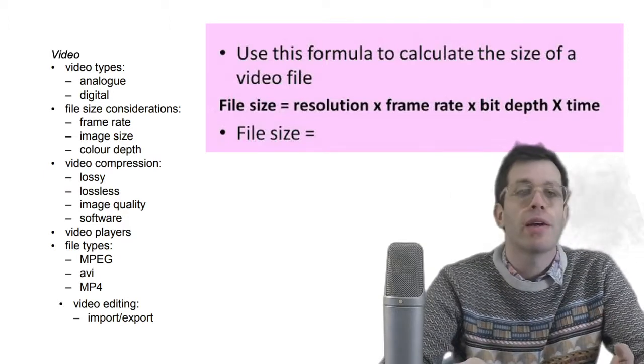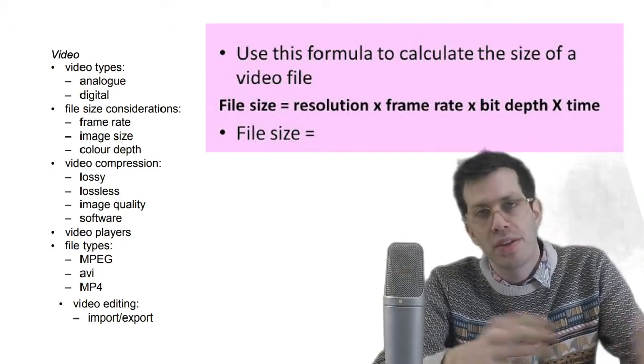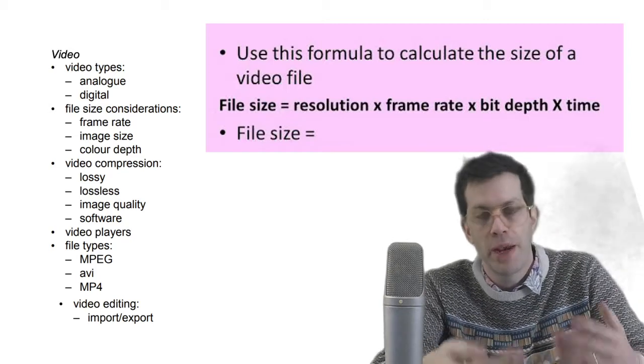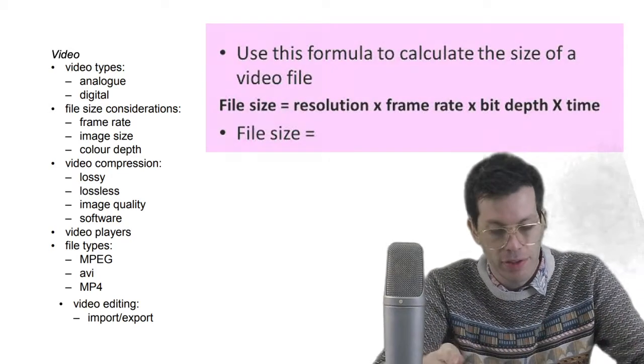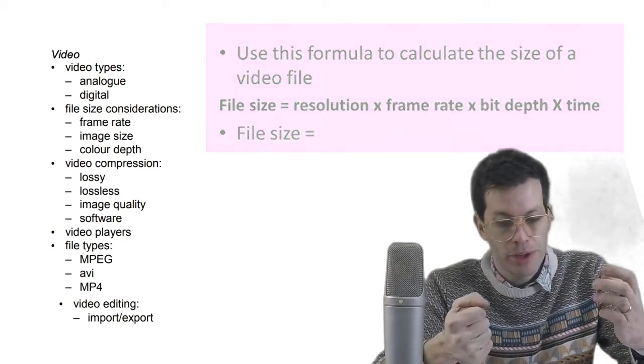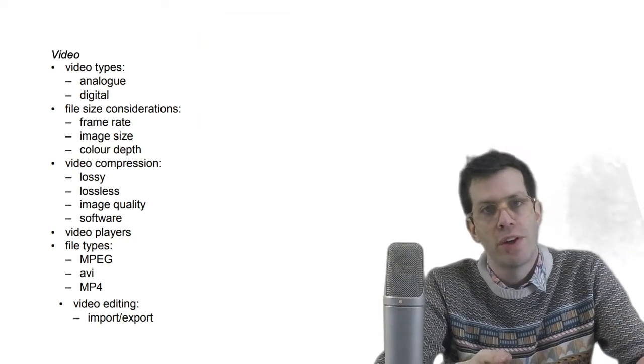Then we can do the same calculations again, so divide by 8 bits to get into bytes, divide by 1024 for megabytes, 1024 for gigabytes, etc. Okay, so that's file size.